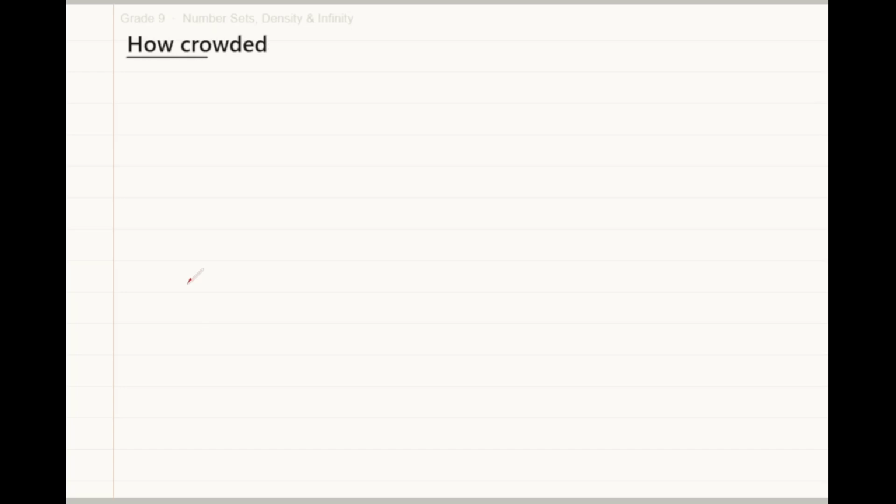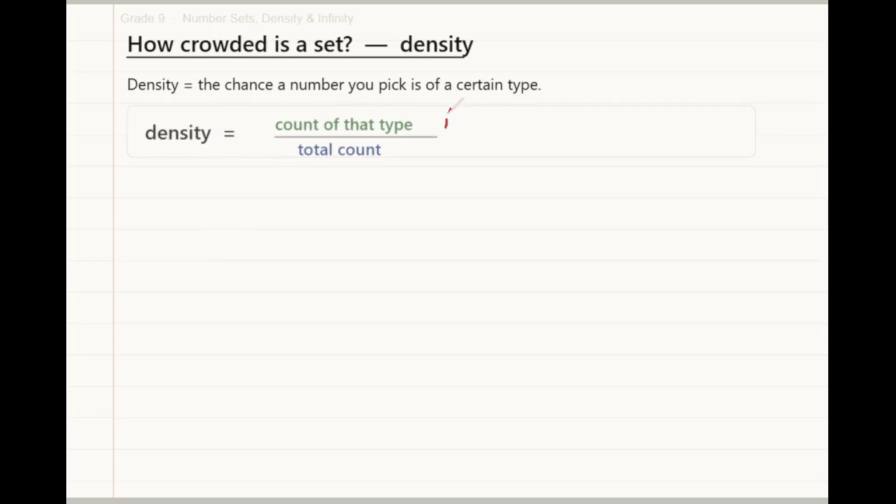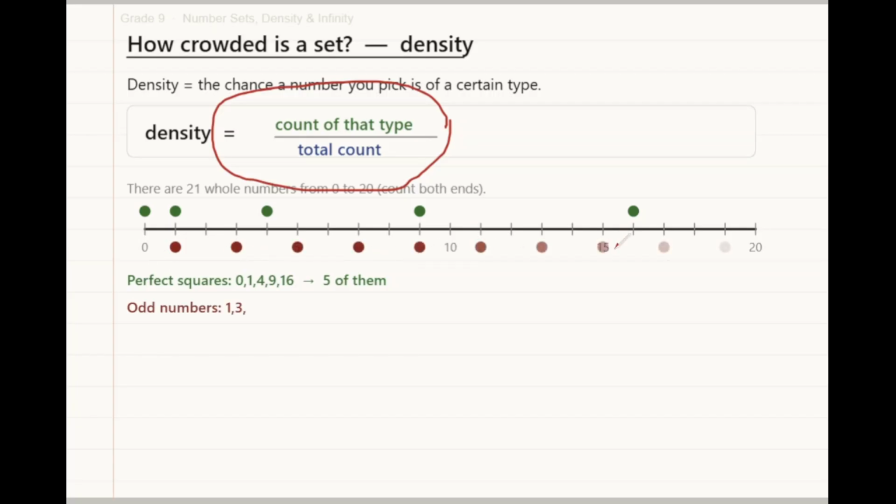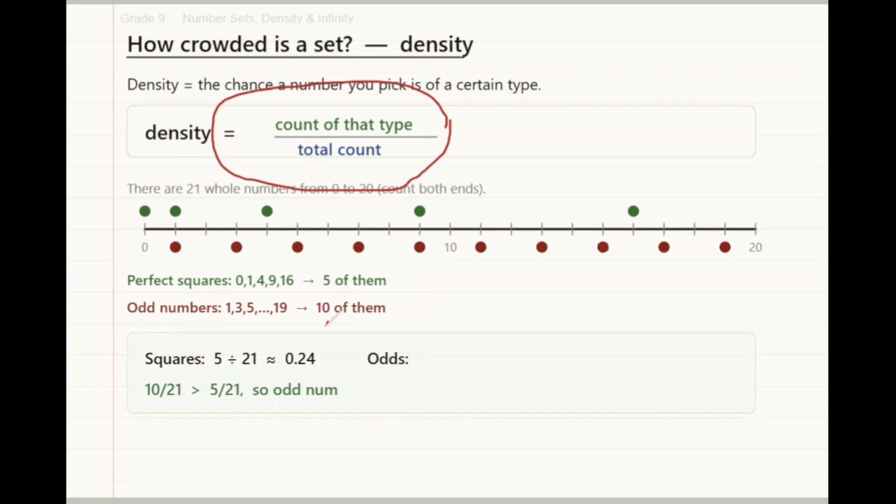Okay, let's talk about density now. So what is density? We'll look at the definition a bit later, but let's see with an example first. Here there's a number line where you have numbers from 0 to 20. So in total, there are 21 whole numbers. Now, if I ask you how many perfect squares and how many odd numbers you can find within this range, you'll see there are in total 5 perfect squares, whereas there are 10 odd numbers within this range.